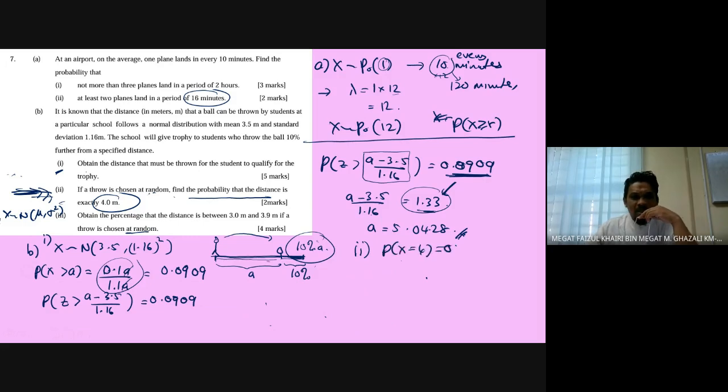Okay, obtain the percentage distance between 3.0 and 3.9 if a throw is chosen at random. So then, probability of X between 3.0 and 3.9, so probability of Z here. 3.0 minus 3.5 divided by the standard deviation 1.16, and then 3.9 minus 3.5 divided by 1.16.